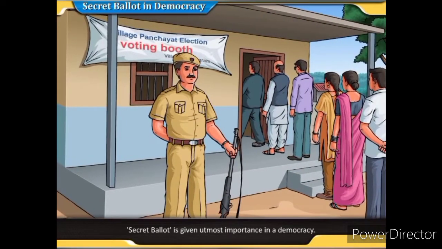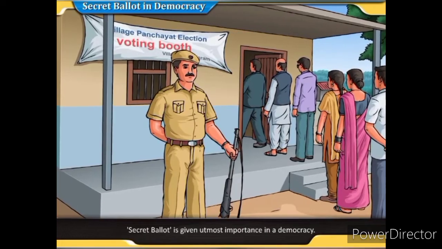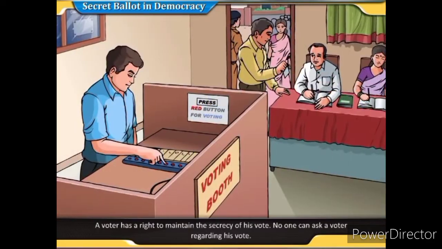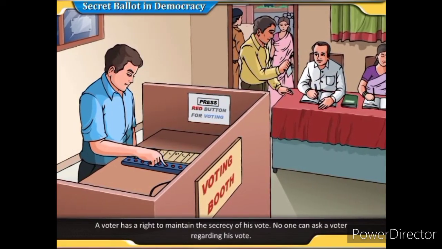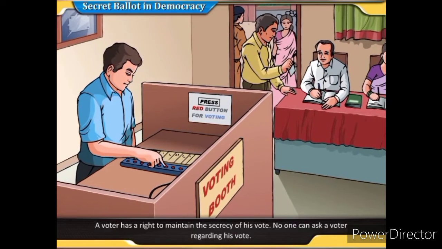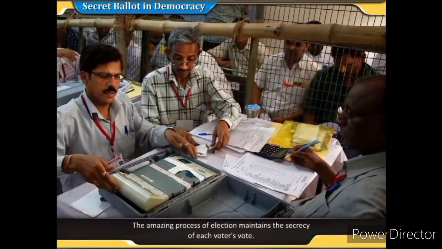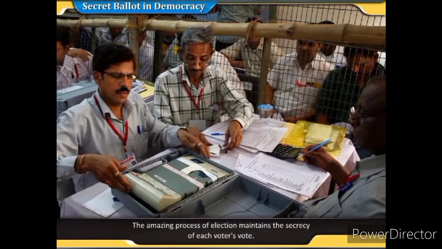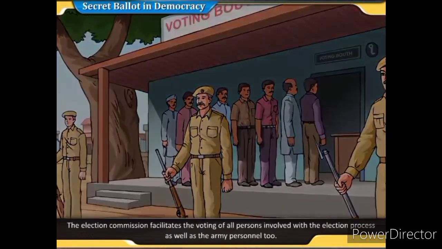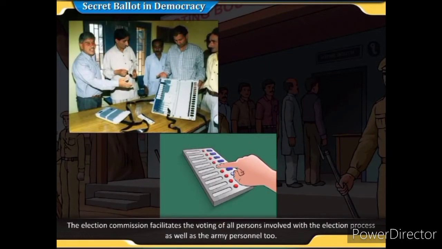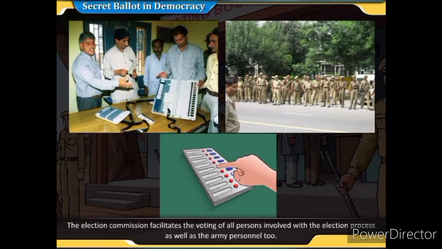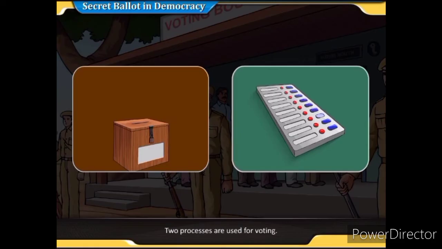Secret ballot is given utmost importance in a democracy. A voter has a right to maintain the secrecy of his vote. No one can ask a voter regarding his vote. The amazing process of election maintains the secrecy of each voter's vote. The Election Commission facilitates the voting of all persons involved with the election process as well as the army personnel too.